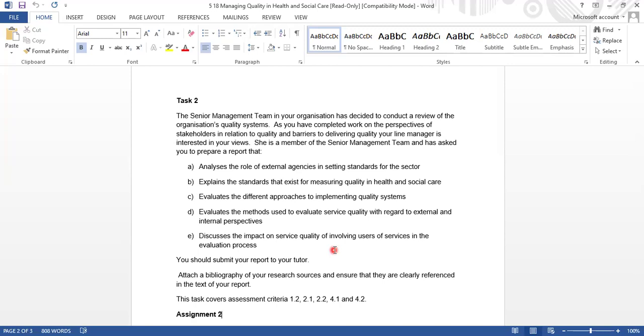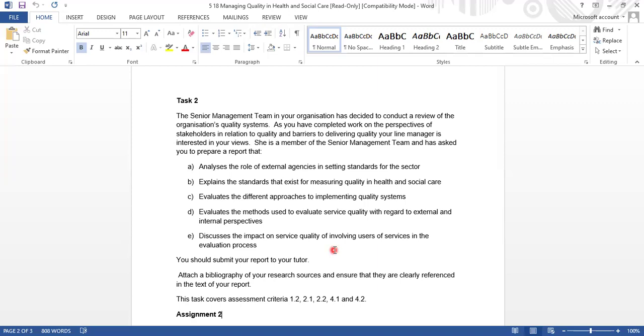You have completed work on perspectives of stakeholders in relation to quality and barriers to delivery of quality. This has been done by you through the presentation, which you presented to your line manager. And your line manager is now interested in your views. She or he is a member of the senior management team themselves and has asked you to prepare a report.